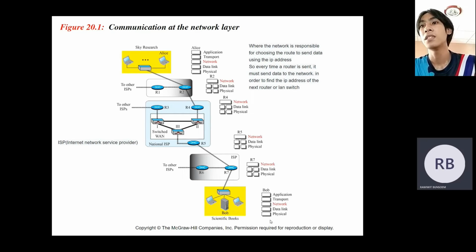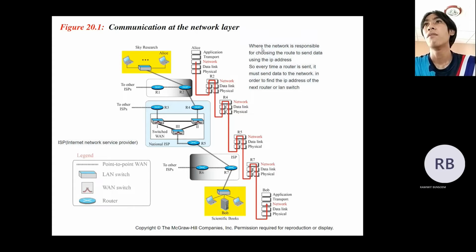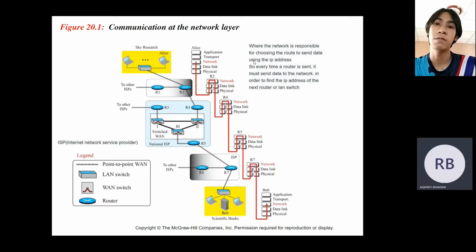The picture shows a communication between Alice and Bob, where the network is responsible for choosing the route to send data using the IP address. So every time a router is sent, it must send data to the network in order to find the IP address of the next router or WAN service.